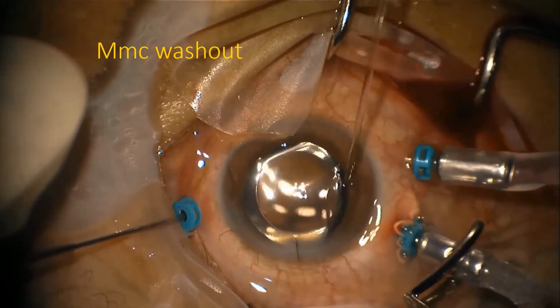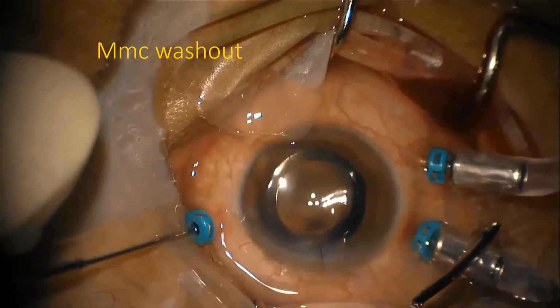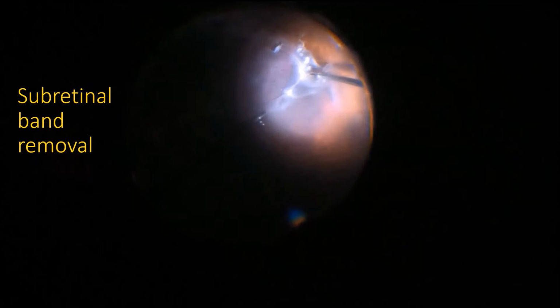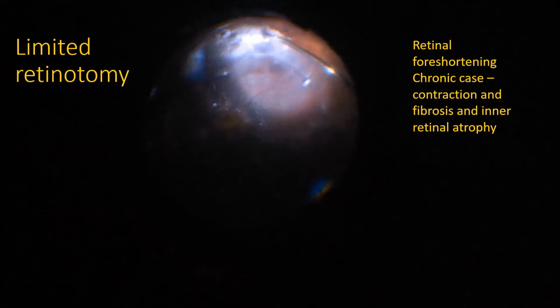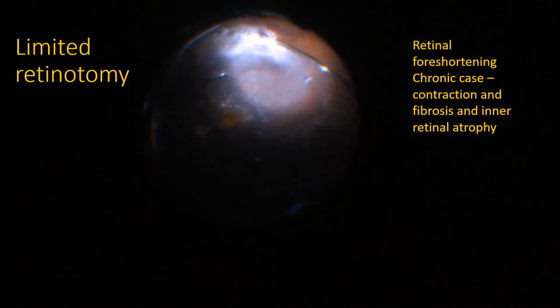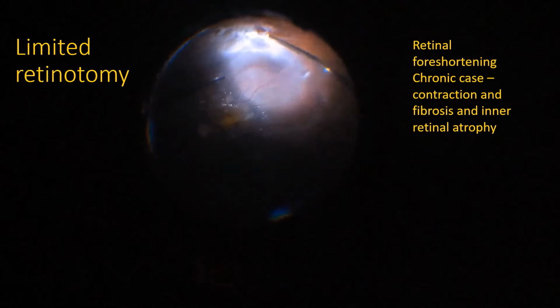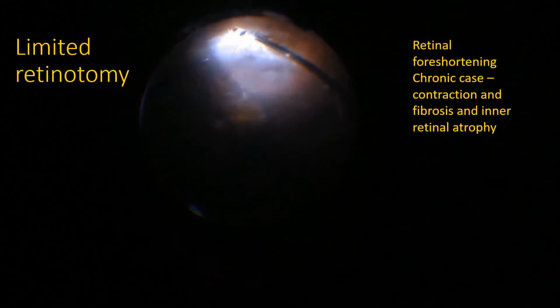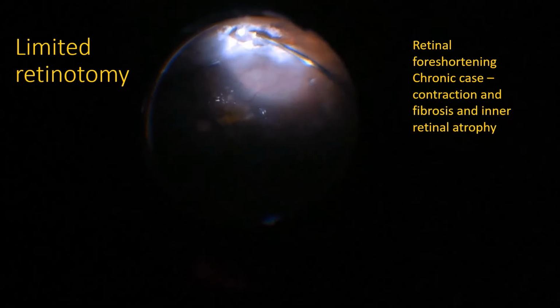The BSS infusion was turned on to wash the air bubble and the mitomycin C from the eye. Any remaining subretinal band was removed through a retinotomy using forceps. The inferior retina was stiff despite perfluorocarbon injection, so I proceeded to do a retinectomy after diathermy. A broad sheet of subretinal membrane was seen and excised.